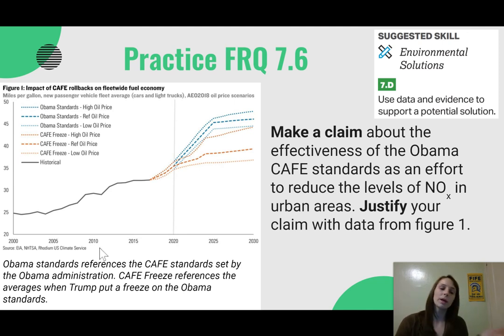Now, when Trump was elected, Trump came in and did a freeze on these standards. So the orange lines are going to represent where these miles per gallon, the fuel efficiency, is going to be for these cars under the new frozen standards from the Trump administration. So you're looking at the blue Obama standards versus the black, which is historically where it's been, and the orange is the predicted with the non-existent standards under the Trump administration. So you're going to use that to justify the claim that you make about the effectiveness of the Obama standards. So that's going to be your practice effort cue for 7.6. Those are your notes on 7.6.